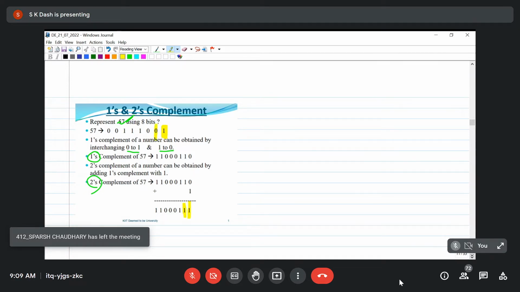So this 0 is changed to 1. This 0 is changed to 1. This 1 is changed to 0. This 1 is changed to 0. This 1 is changed to 0. These two zeros are changed to 1.